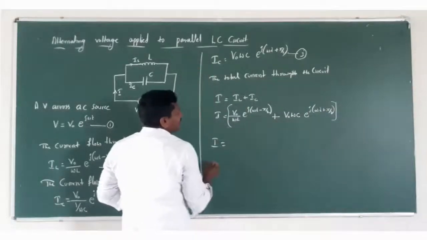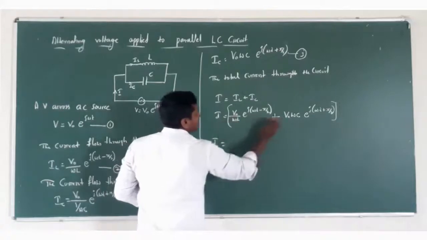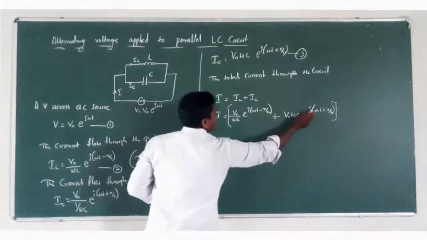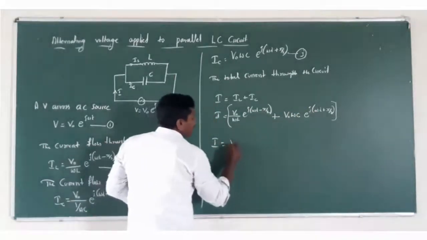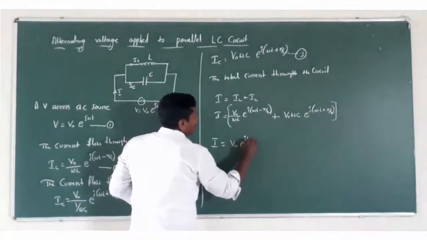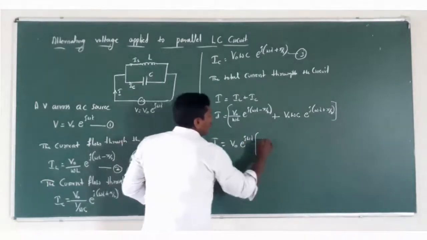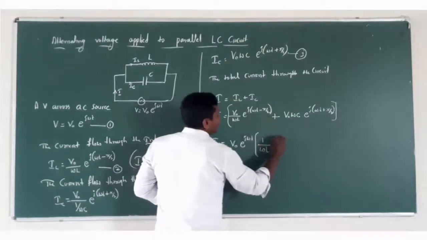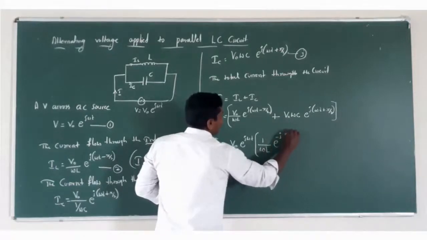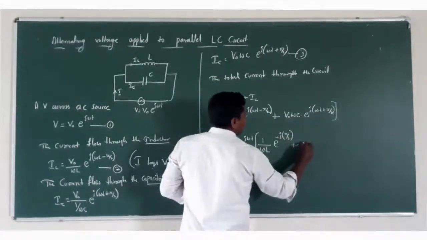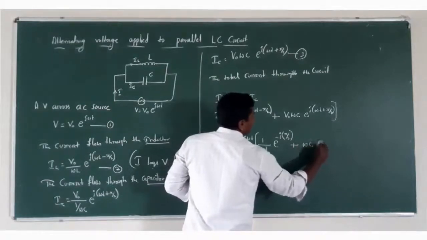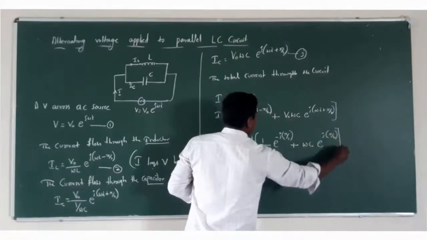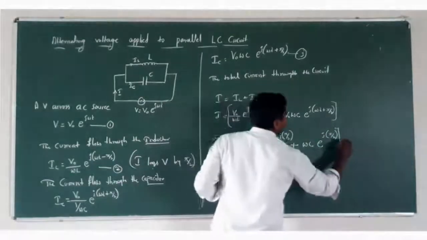Therefore, I can be written as follows. Here we are considering V naught as a common term in both cases, and e raised to j omega t is also a common term. Therefore, V naught e raised to j omega t into 1 over omega L, into e raised to minus j pi by 2, plus omega C e raised to plus j pi by 2 we are going to get. Let us consider this as equation number 4.